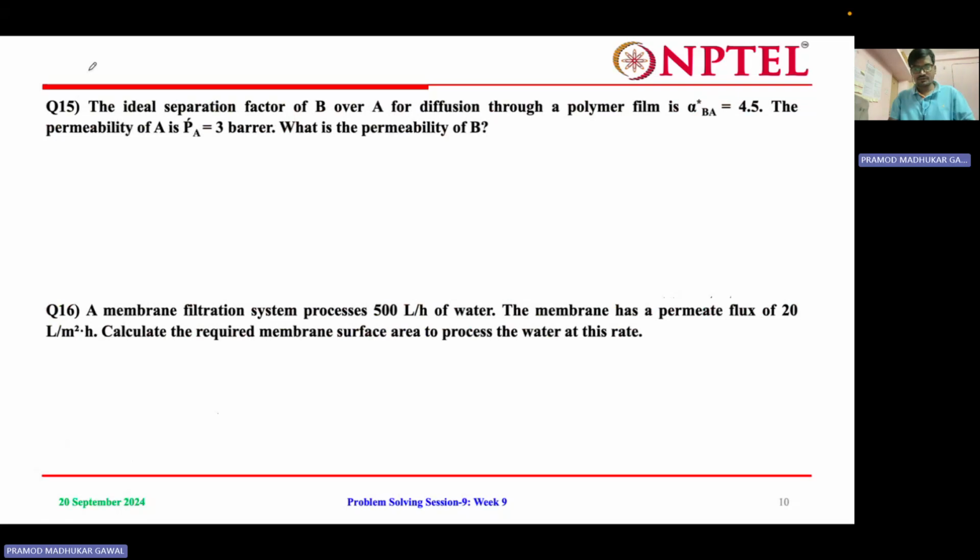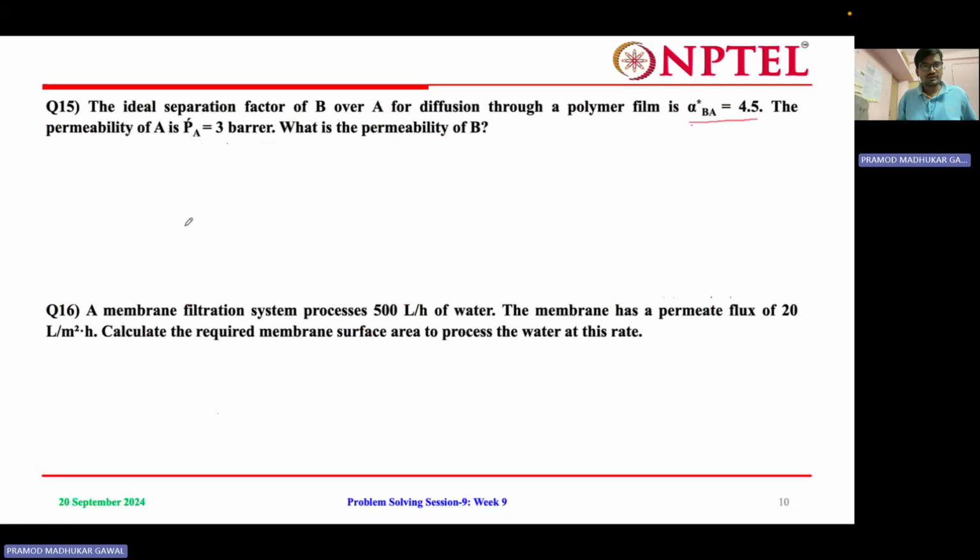So question number 15, it's a numerical. The ideal separation factor of B over A for diffusion through a polymer film is alpha BA equal to 4.5. The permeability of A, PA, equal to 3 barrer. What is the permeability of B? Here the ideal separation factor B to A is 4.5 and the permeability of A is given, so we have to calculate the permeability of B.